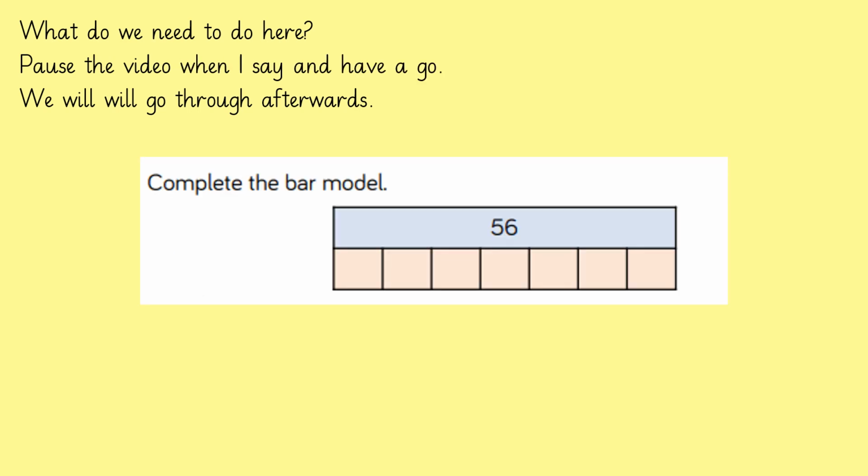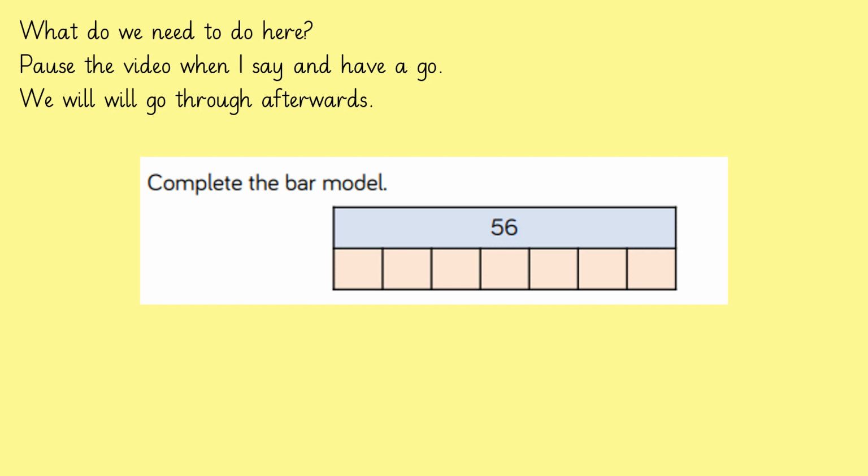Now this is a lot trickier. Can you remember what these are called when we see these in our books? That's right, it's the bar model. And we have been doing some of the bar model in class. So, what do we need to do here? We've got our bar model and we've got a big bar at the top showing 56. So the total answer is going to be 56.